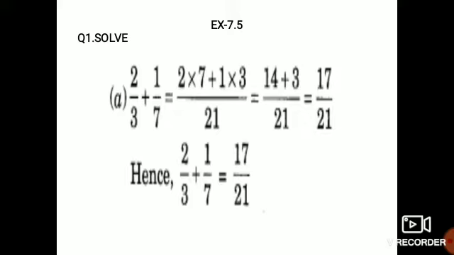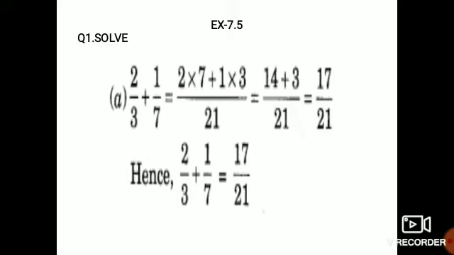It will be 21. Now I have to make both the denominators equals to 21, right? So what I'll be doing is, how can I make 3 equals to 21? I'll be multiplying 3 by 7. If I'll be multiplying 3 by 7, I have to multiply 2 also by 7.